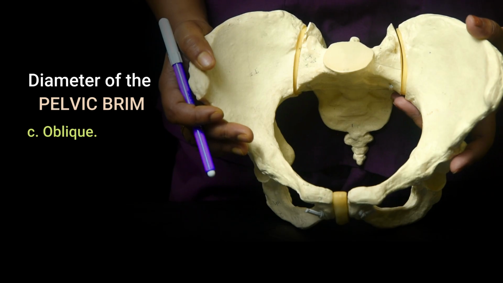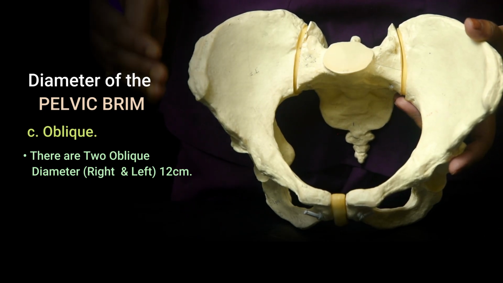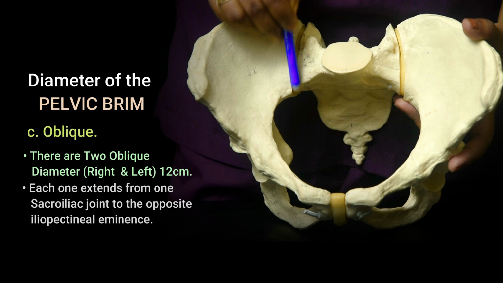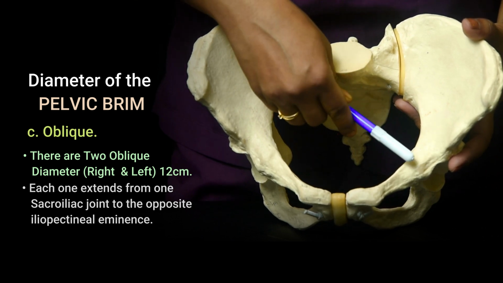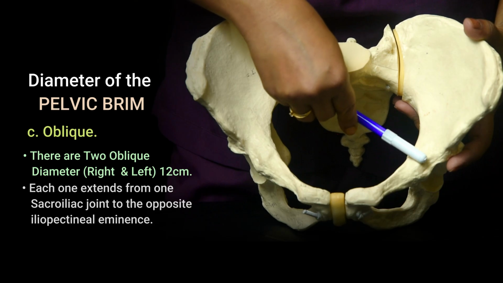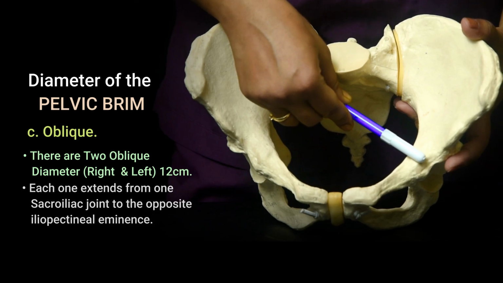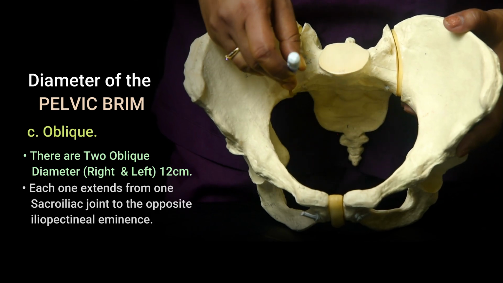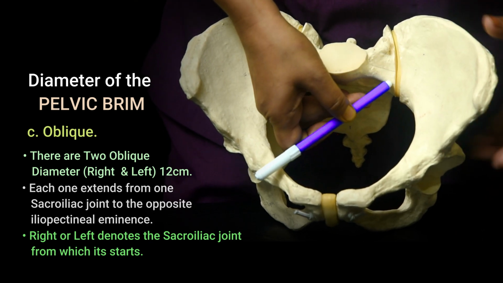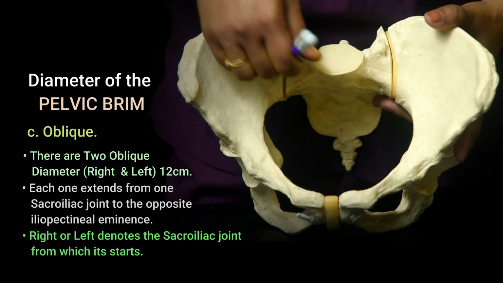Now come to the oblique diameter of the pelvic brim. In the brim, there are 2 oblique diameters and each diameter is 12 centimeter. Each one extends from one side of the sacroiliac joint to the opposite side of the iliopectineal eminence. You can see this is the eminence. This is known as the oblique diameter of the pelvic brim, which is 12 centimeter. As I have told you, there are 2, because if it starts from the right side, it is known as the right oblique diameter. If it starts from the left side, it is known as the left oblique diameter. So the right or the left denotes the sacroiliac joint from which it starts.